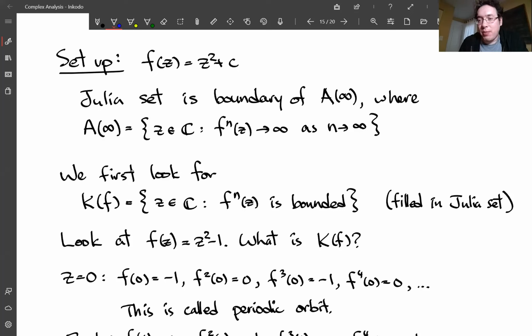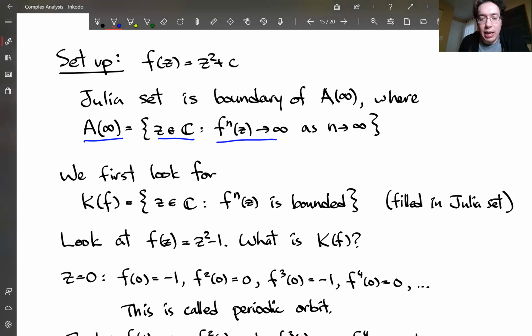The setup is that we have our quadratic z squared plus c, and the Julia set is defined as the boundary of the basin of attraction to infinity, A infinity. What I mean by that is any complex number z such that iterates of f blow up to infinity as n goes to infinity.